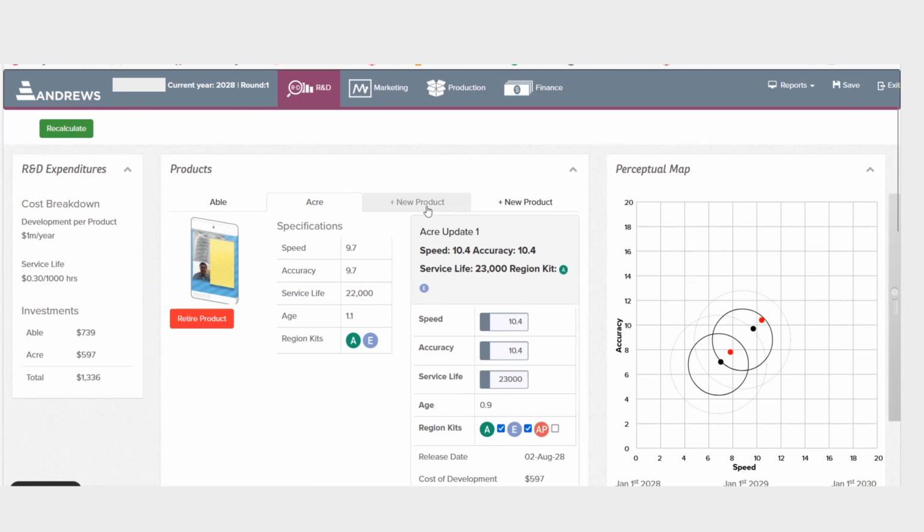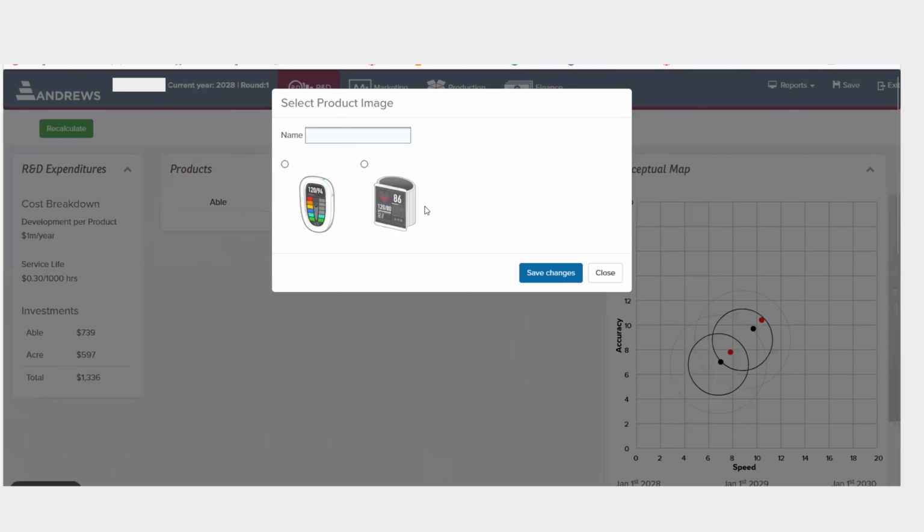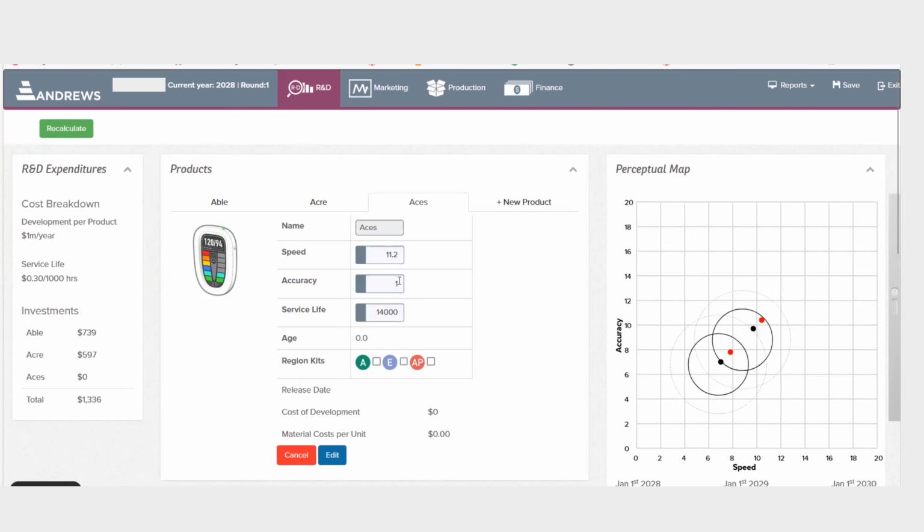Okay, before we go to marketing, we also introduce a newer product. And with this product, we are trying to anticipate where the market will be after 1 year. And you can see we are giving it a speed of 11.2 and accuracy of 11.2 also. The service life, we are giving it 23,000.